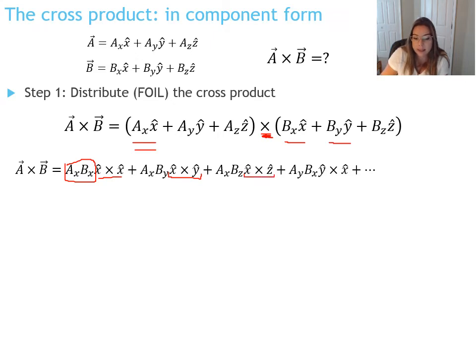Now notice when I started crossing the next term, when I started doing A sub y, y hat, crossed with each of the terms in the B component form expression. Now I'm crossing y hat with x hat. So notice that the order of the vectors in the cross product matters. You'll pick up negative signs, you'll mess up the addition if you don't keep that order as it was written. So be really careful with that. But you could write out all 9 of those terms.